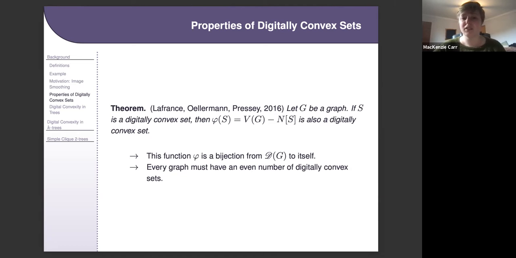So if we have a digitally convex set S, then we can find a second digitally convex set by taking the entire vertex set of the graph and removing the closed neighborhood of our original digitally convex set. So that will give us a second digitally convex set. And because we can pair them up in this way, we know that every graph is going to have an even number of digitally convex sets.